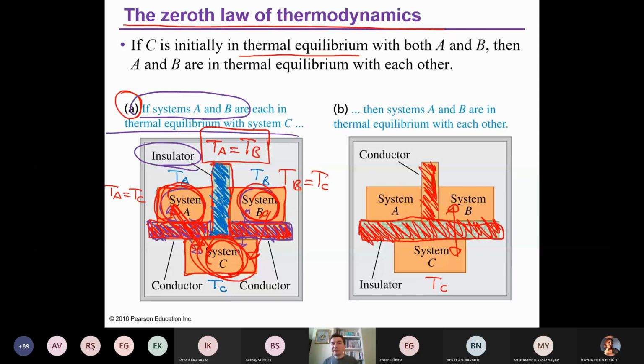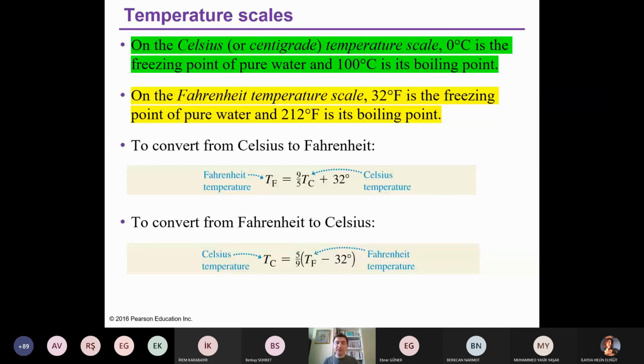Then let me continue with the temperature scales. There are three main temperature scales. One is Celsius or centigrade. The other one is Fahrenheit. The other one is Kelvin. In Turkey, Celsius or centigrade is widely used, and Kelvin is also widely used for scientific purposes. So centigrade and Kelvin are very important temperature scales. It is very easy to understand. You already know from high school years.